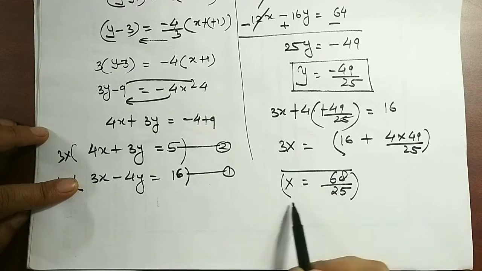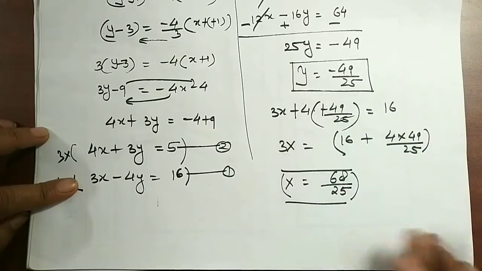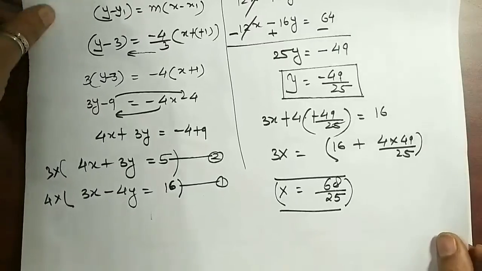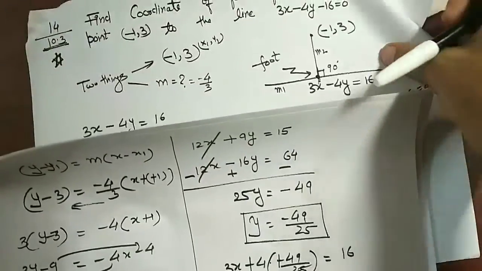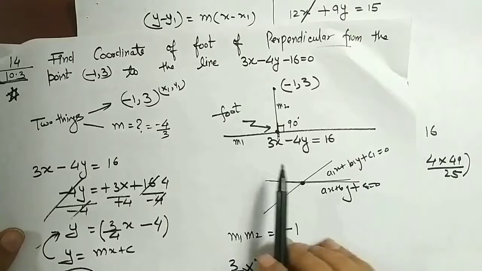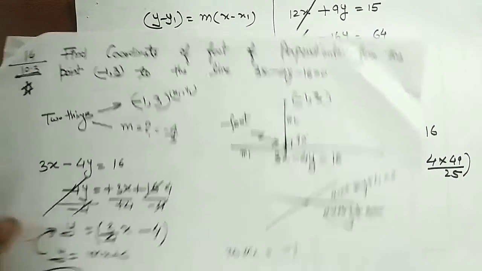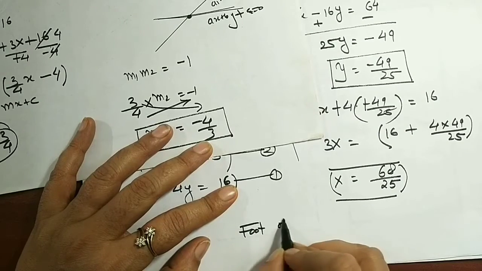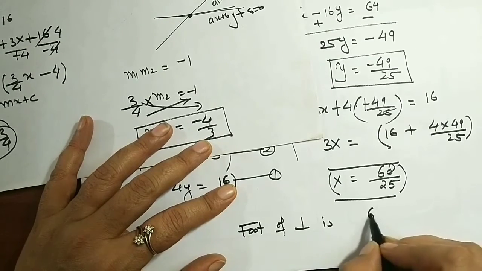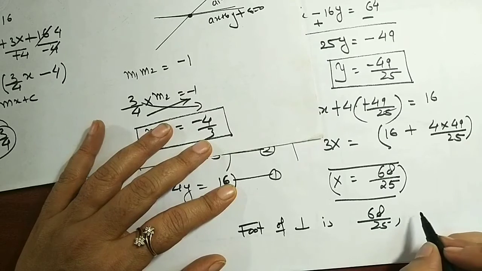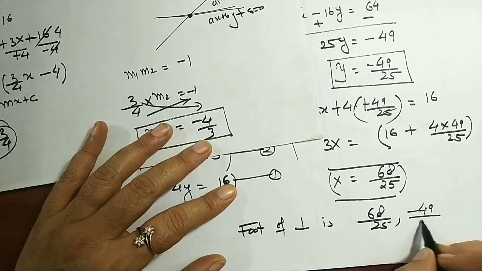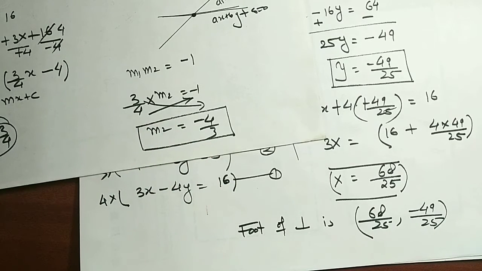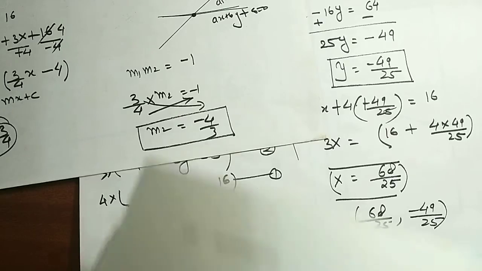So I got x part and I got y part. This is nothing but the point of intersection which we had in our question. Okay, guys, in our question, this was my point of intersection. So I got x and y. So you can write down foot of perpendicular is 68 by 25, comma y value, which is minus 49 by 25. So let's check our answer, guys.